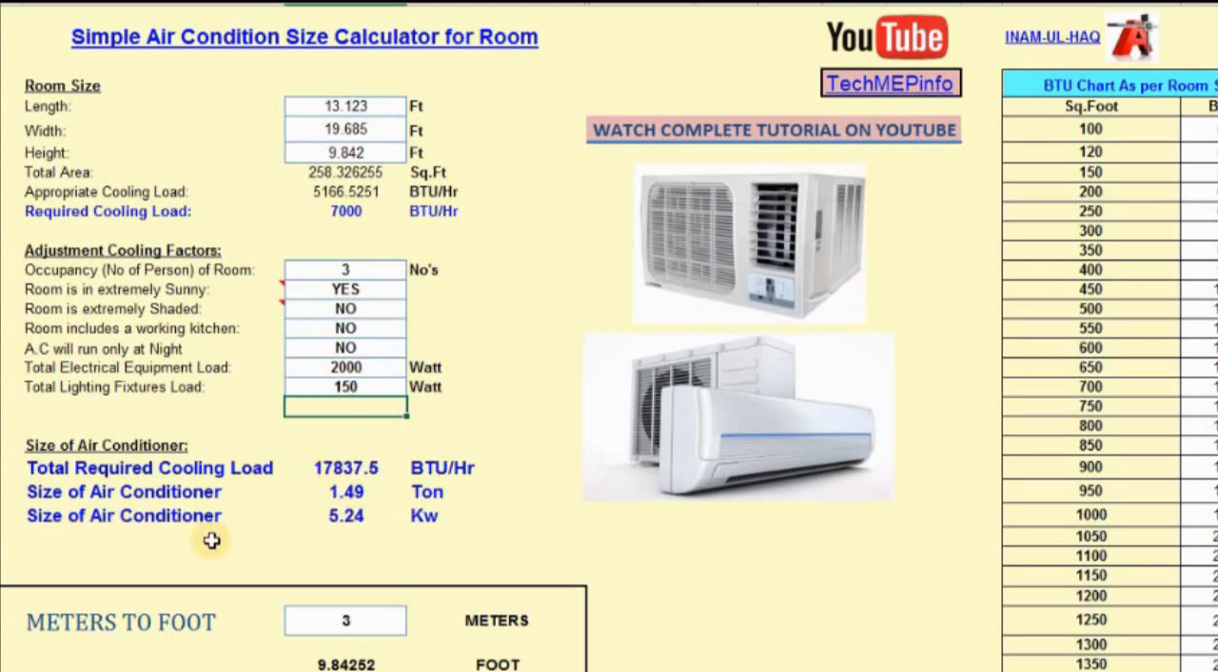So we can say, according to this result, that we need a 1.5 ton or 5.25 kilowatt AC, or a required cooling load of 17,800 BTU per hour.